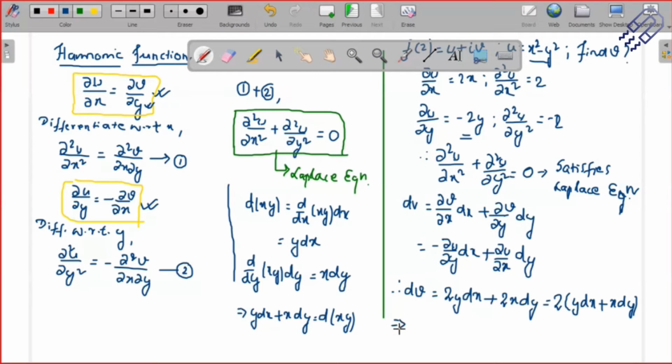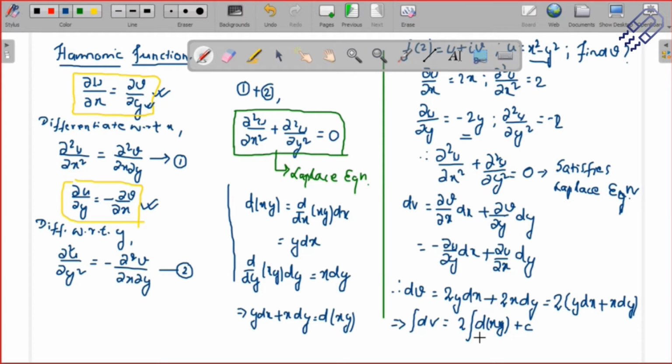That means what I can do is, I want v, I don't want dv. That means I'll integrate it. So I integrate dv, and then I will integrate on this side. So 2 is there, and then I can integrate d of xy plus c.